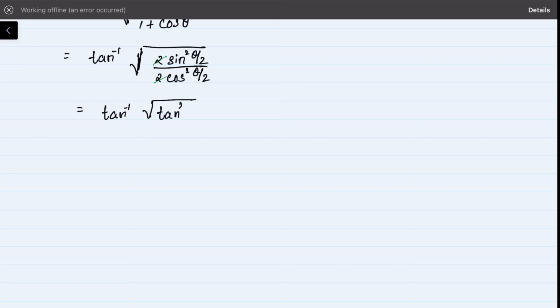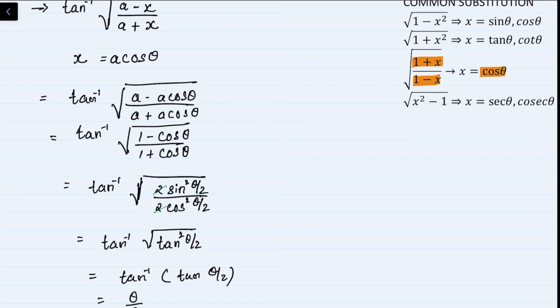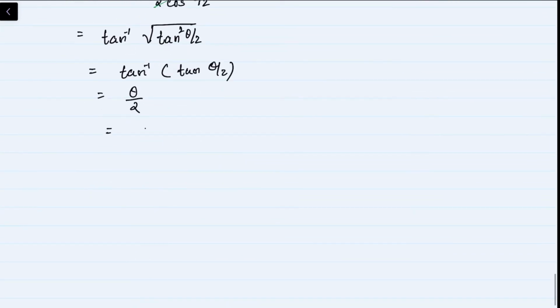Root and square can be removed and we can write tan inverse of tan theta by 2. Again inverse function and the normal function can be removed and directly we can write it as theta by 2. Theta was introduced by us, so we'll do the resubstitution. So from here we can say x is equals to a cos theta. This means x by a equals to cos theta, which means theta would be cos inverse of x by a. So finally we can write it as theta by 2 can be cos inverse of x by a whole by 2. This is our answer.